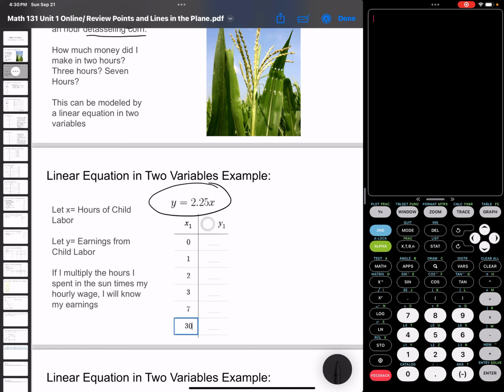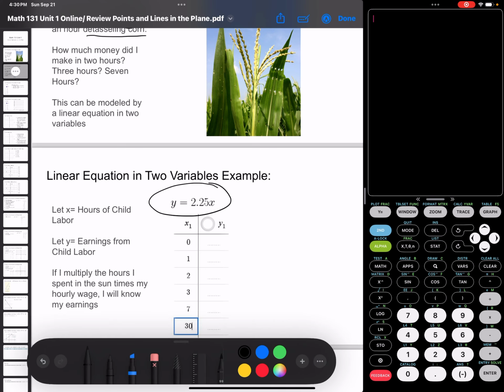So, let's get my nice highlighted colors up available here. x is the hours that I spend doing child labor, right? That's the variable. And y is going to be how much money that I made from that child labor. So if I multiply the hours that I work times the hourly wage, I'm going to know my earnings. So if I worked 0 hours, I made $0. If I worked 1 hour, I made $2.25, and so on and so forth.